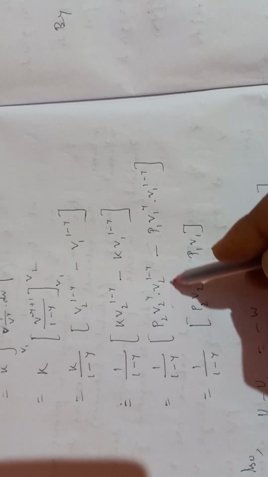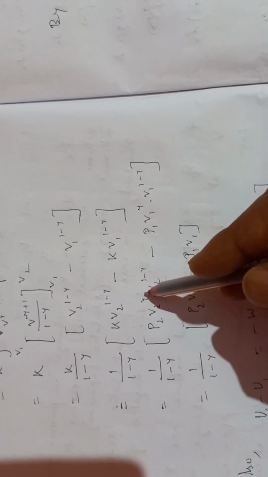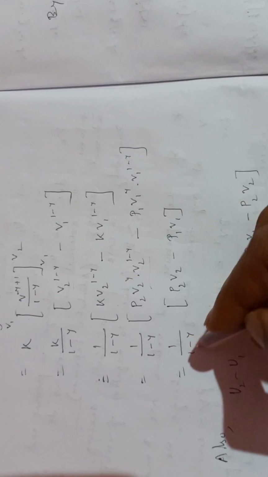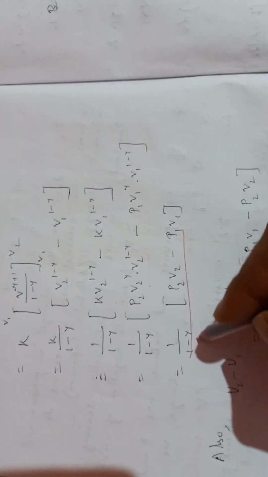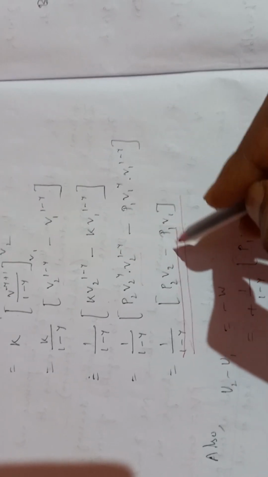If we add the indices, we get P2 V2 minus P1 V1. So this is the equation of the work done: 1 by 1 minus gamma, P2 V2 minus P1 V1.